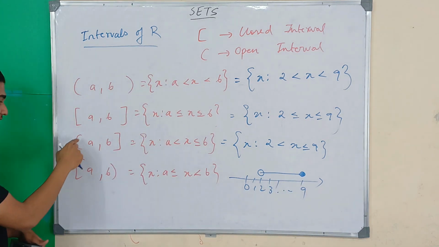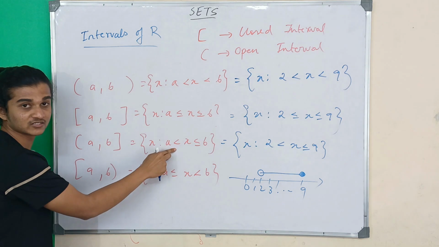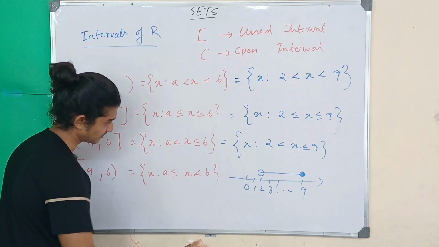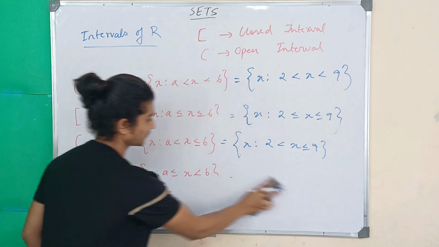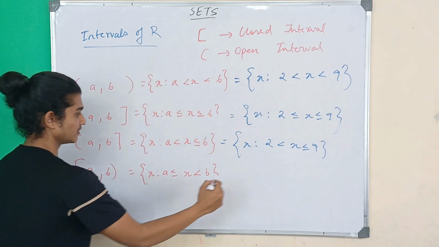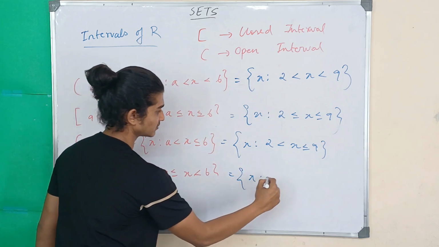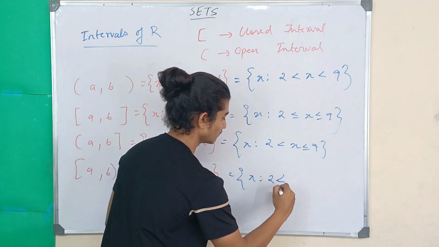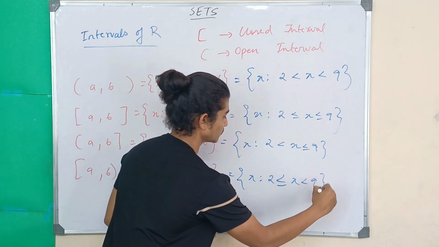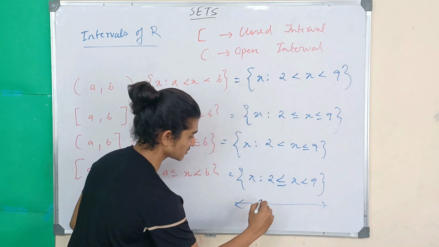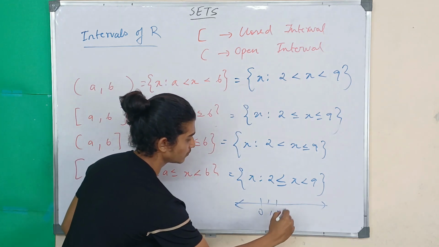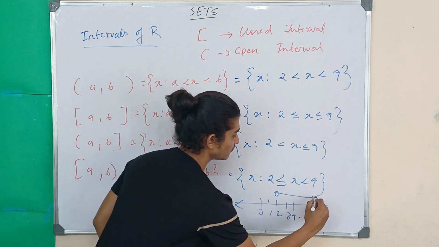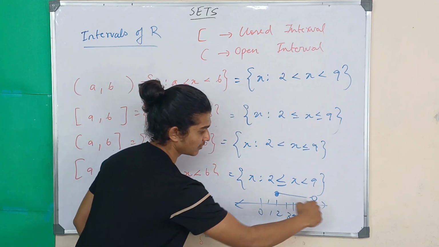If I write a round bracket, that number is not included, and if I write a box bracket, that number is included. It's that easy. For the last one, it is basically the inverse. In this case, we include 2 and exclude 9. So 0, 1, 2, 3, 4, all the way up to 9. On this number line, we exclude 9 and include 2 and all the numbers in between.